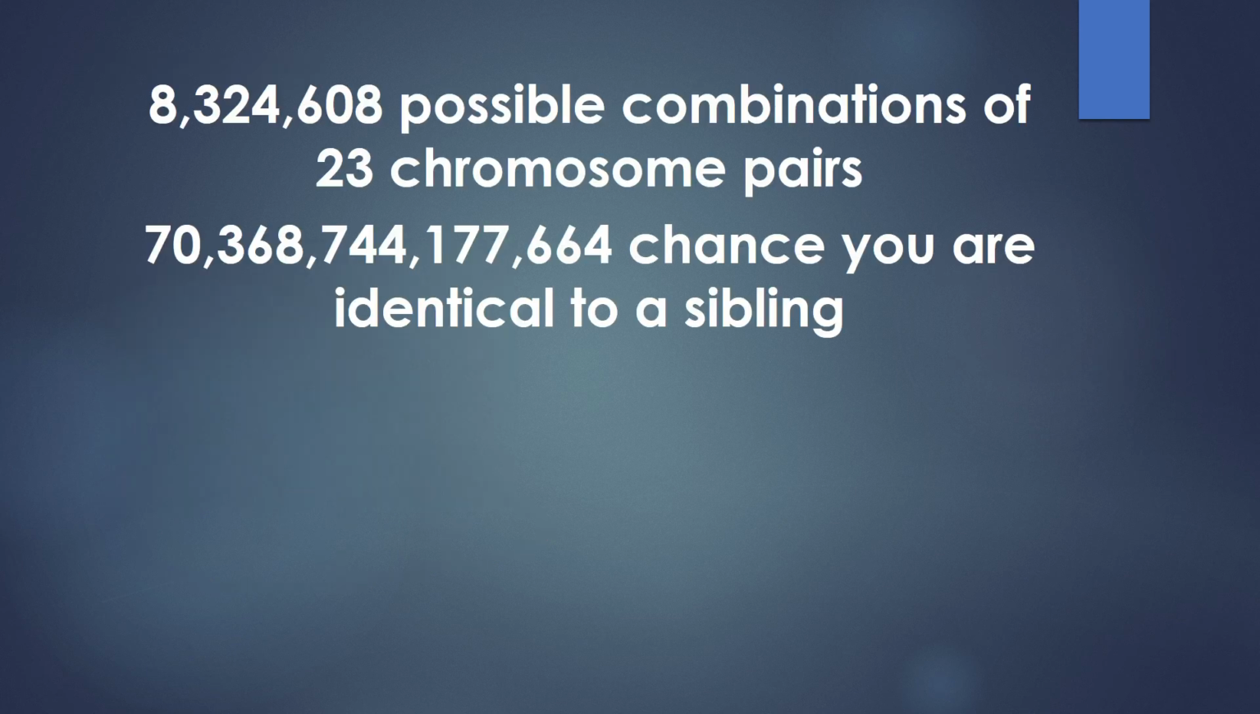So there's 8,324,608 possible combinations of 23 chromosome pairs. 70,368,744,177,664 chance that you are identical to a sibling. And remember, humans reproduce by sexual reproduction, which means that the child is not going to be identical to the parent. And other animals, or things such as bacteria, reproduce by asexual reproduction, which means that the offspring or baby is going to be identical to the parent. Those are some pretty big numbers.